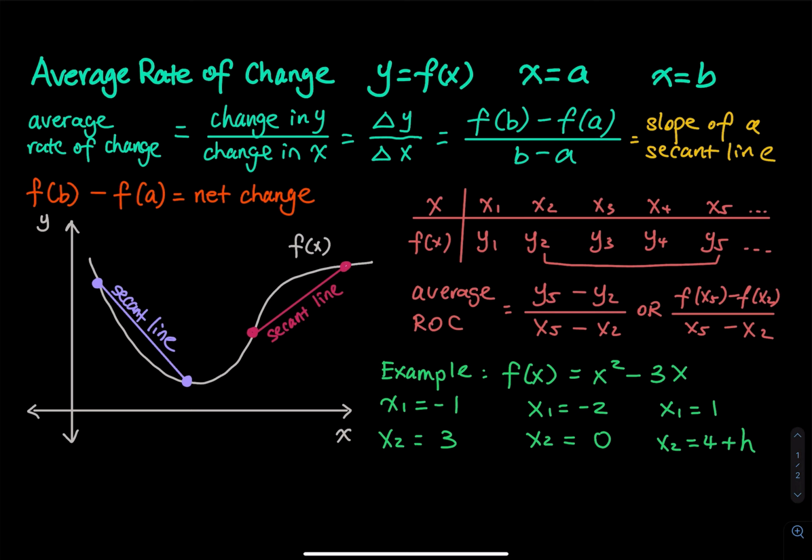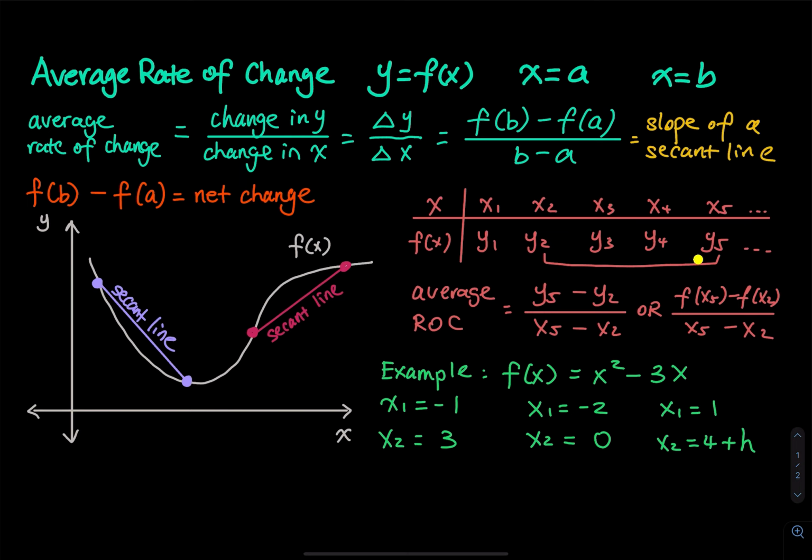Another way to describe your driving behavior is using a table of values. I don't even need to put numbers in there because the formula is not that complicated. We can just use x1 and y1. At this time you are driving that fast, at this time you are driving that fast, and so on and so forth. Let's say I want to find the average rate of change, ROC, between x2 y2 and x5 y5. Within this time period, what is your average rate of change?